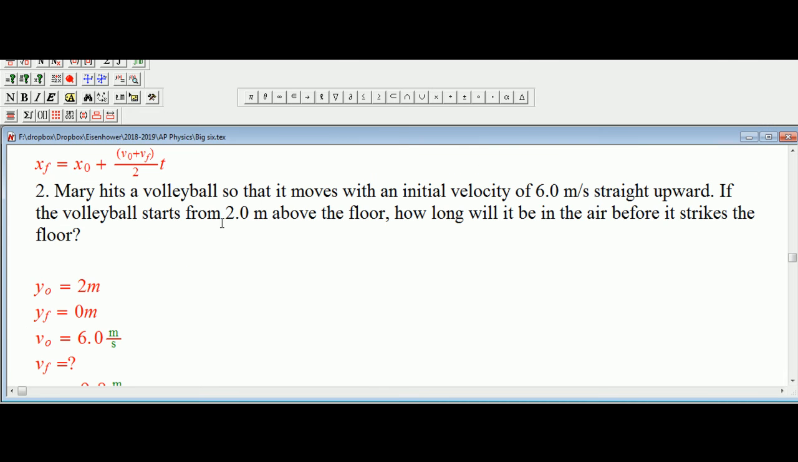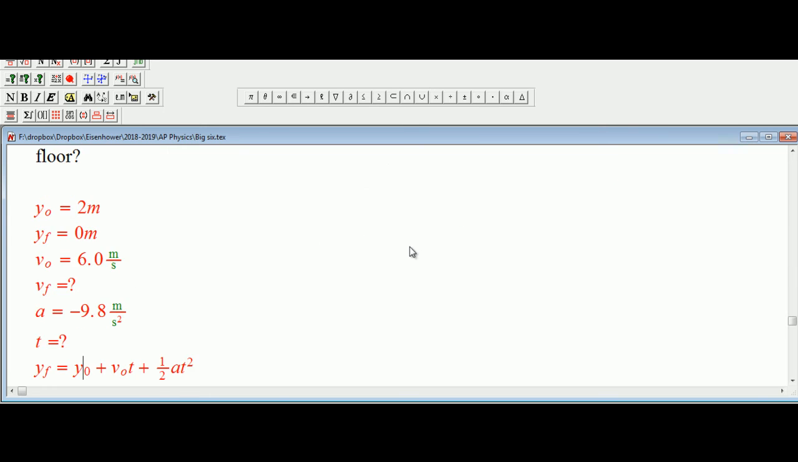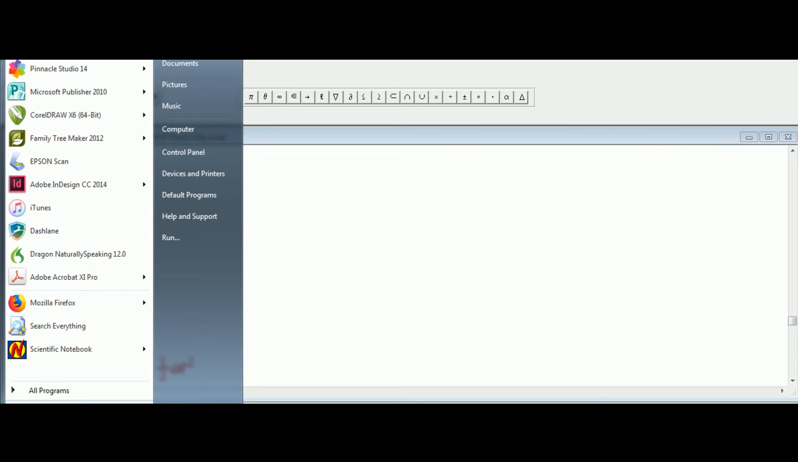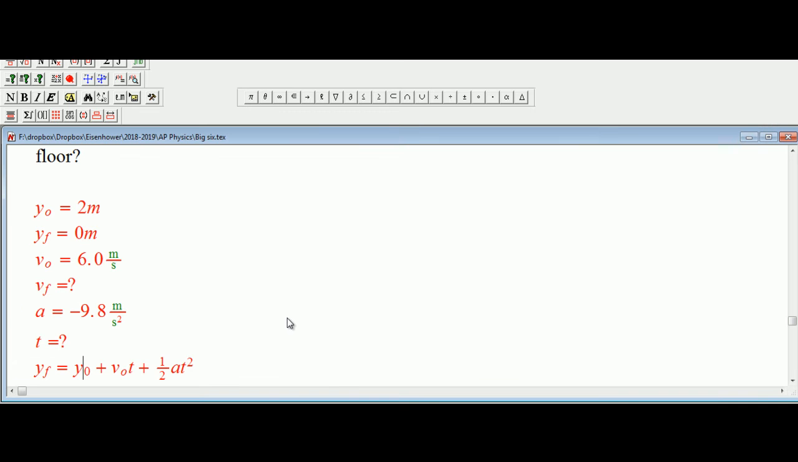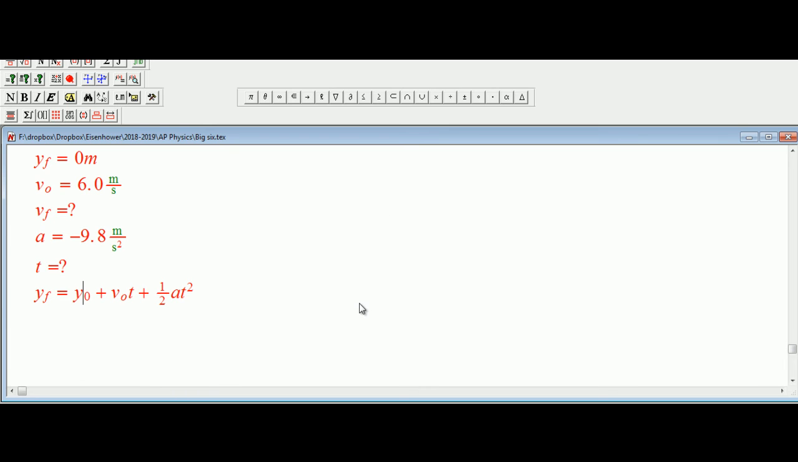It says Mary, the volleyball starts 2 meters above the floor. Therefore, my 2 meters is my initial position. I want to know how long will it be in the air before it strikes the floor? Well, the floor is back at the ground zero. I'll draw a picture in just a second so you can see what we're talking about. But the typical ideal is that the ball's going to go up and it's going to come back down. The acceleration the whole time is negative 9.8 meters per second squared because gravity goes down.